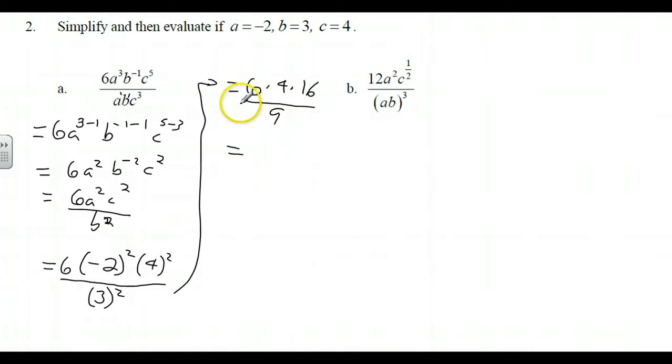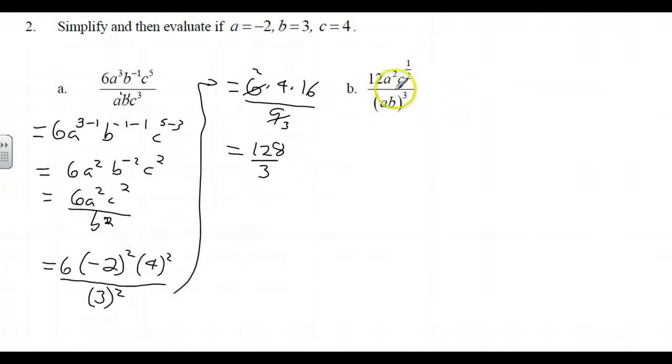Could do a little bit of canceling. 3 goes into that twice, into that 3 times. That gives me 8 times 10 is 80, plus 8 times 6, which is 48, is 128 over 3. Okay, so we end up with 128 over 3.